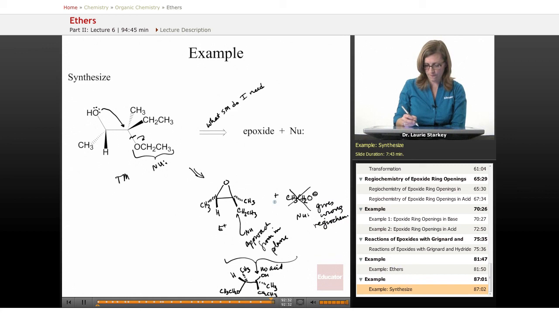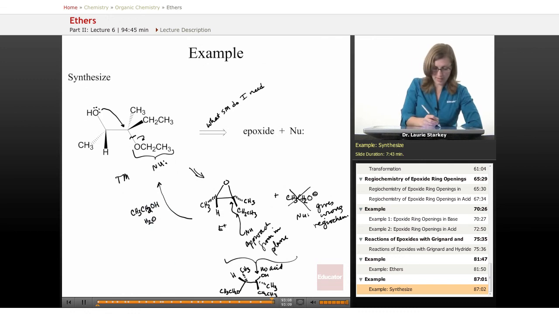So how do I force my nucleophile into this carbon? I want the nucleophile to attack this carbon. How do we force it over there? How do we get the nucleophile to go to the more substituted carbon? We do it by using a strong acid so that it will be the protonated epoxide that gets attacked. So how do I do that? I don't use methoxide, I use methanol. I'm sorry, I don't use ethoxide, I use ethanol and a strong acid, H2SO4.